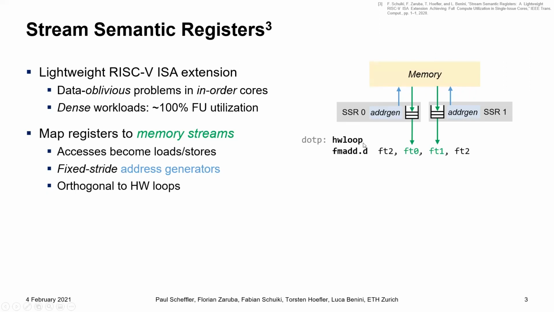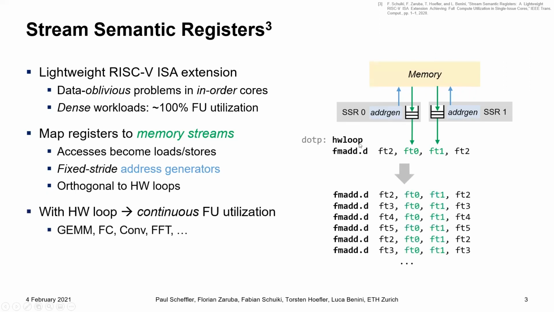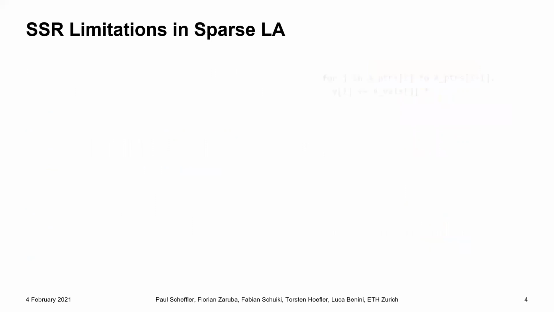And as we see on the example here on the right, this is orthogonal to hardware loops. So for example, we can use a hardware loop over this fused multiply add to have a continuous stream of fused multiply add instructions to do a dot product. So we get continuous functional utilization. And this is great for regular kernels such as general matrix multiply, fully connected layers, convolution layers, or FFTs. The question is, can we similarly accelerate sparse-dense linear algebra with SSRs? So let's look into this.